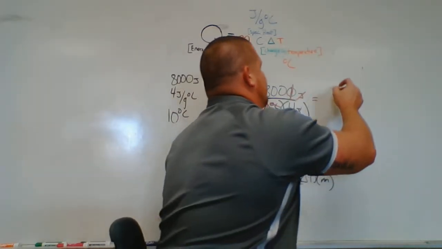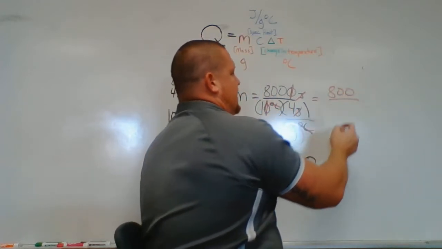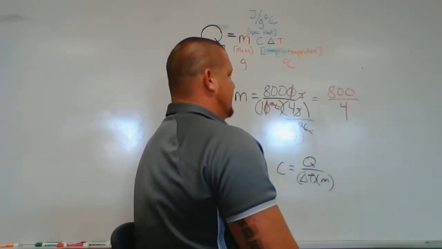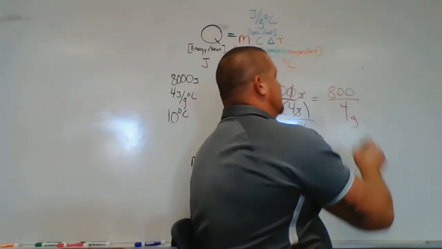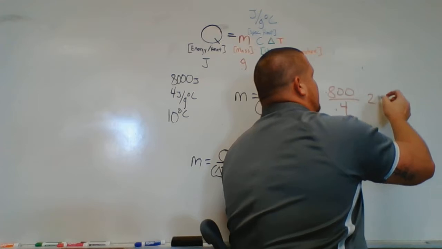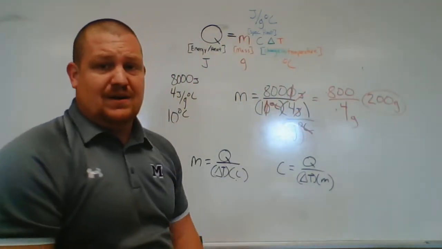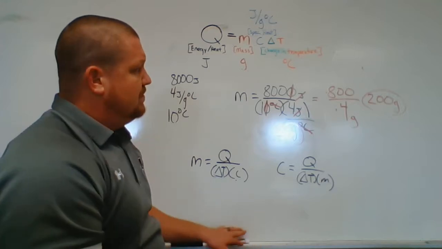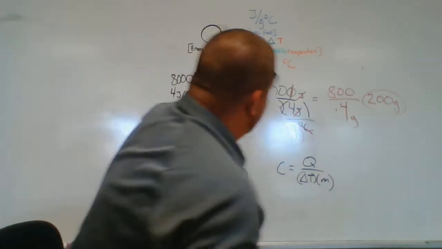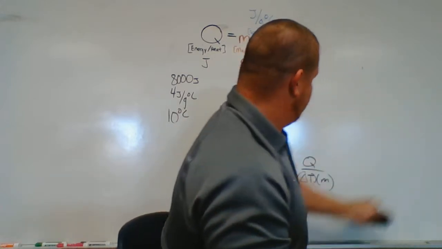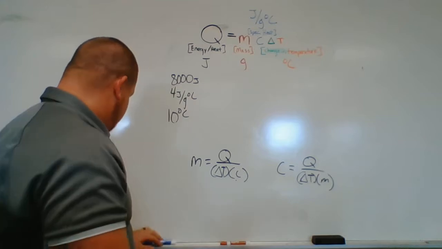So now I got 800 on top. I got 1 times 4 on bottom. Also got grams down here on the bottom. 800 divided by 4. 8 divided by 4 is 2. This is 0, 200 grams. So there we have successfully solved for the mass. I'm also going to do an example of solving for specific heat. It's the same thing. It works the same way.